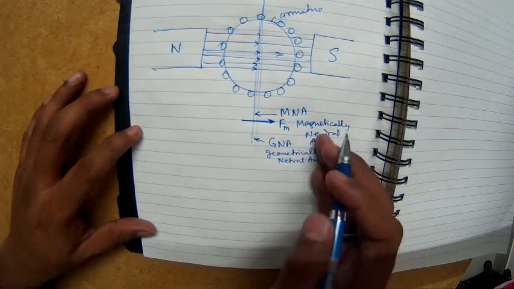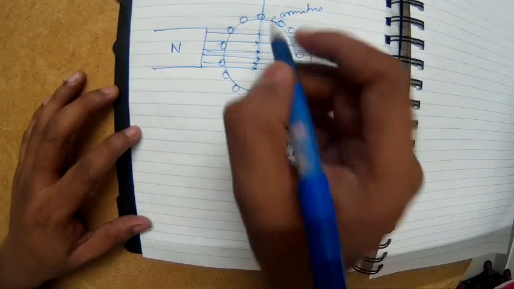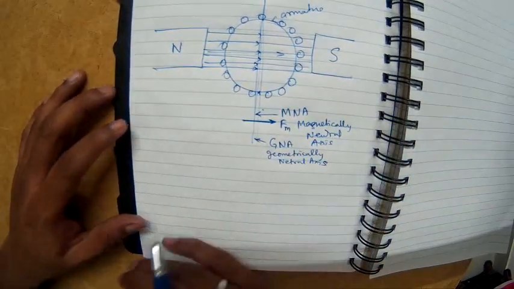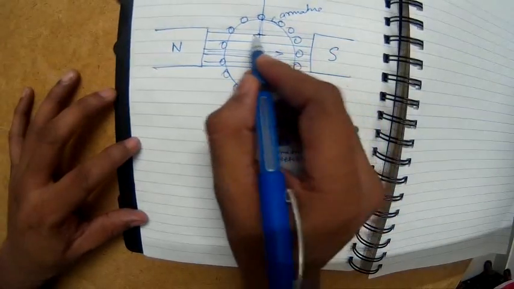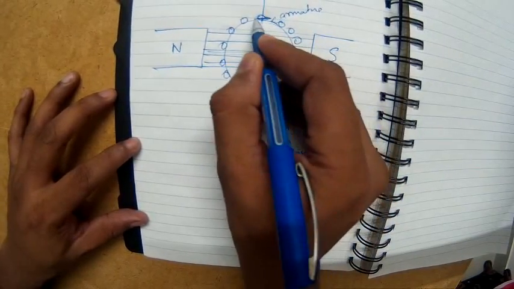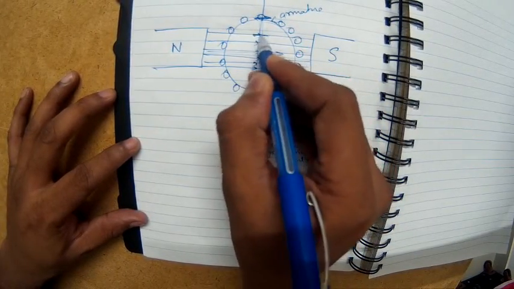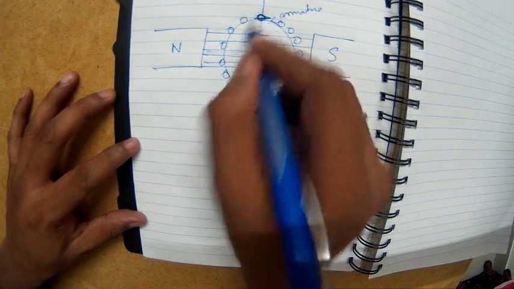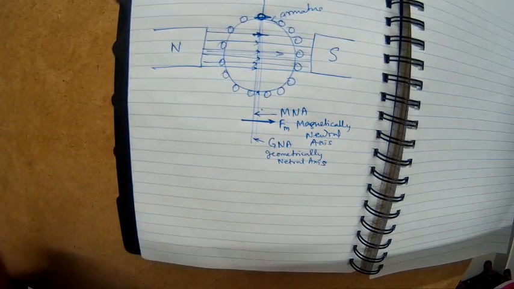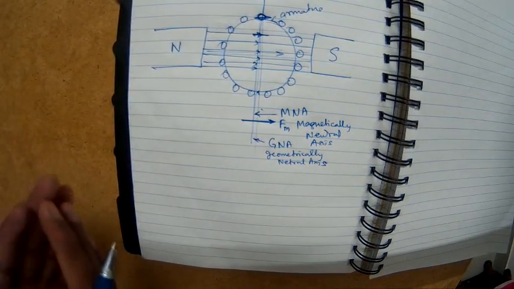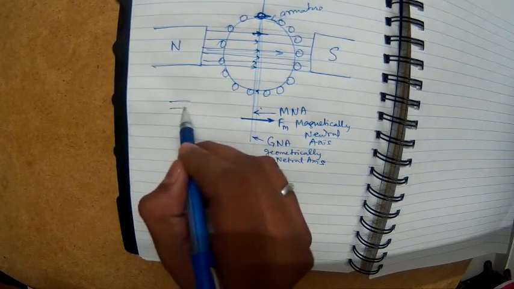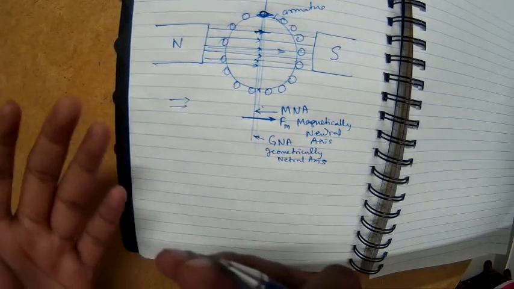So what is the magnetically neutral axis? On this particular axis, exactly in between the north and south pole, the magnetic field is parallel to the conductor. The conductor is moving from left to right, and the magnetic field is also moving parallelly from left to right. So in this conductor, the EMF induced will be zero because it is not cutting the magnetic flux, as both are going parallelly. Imagine two cars going parallelly; they are not cutting each other.